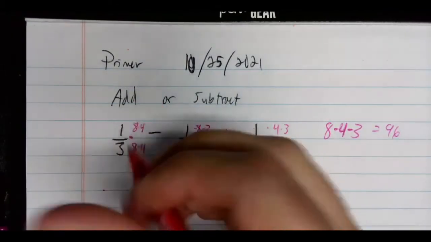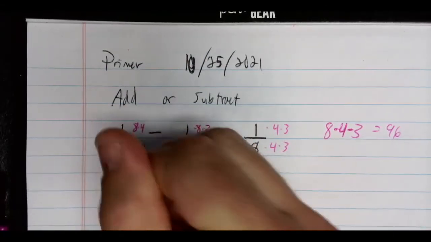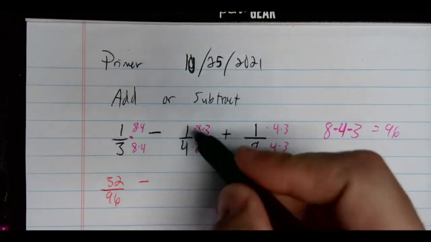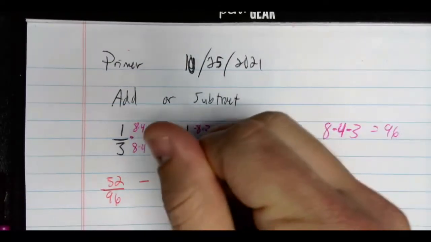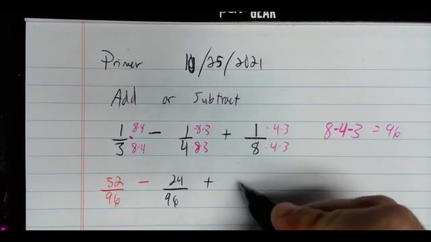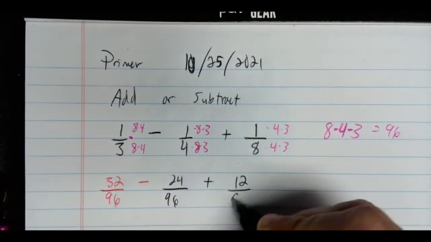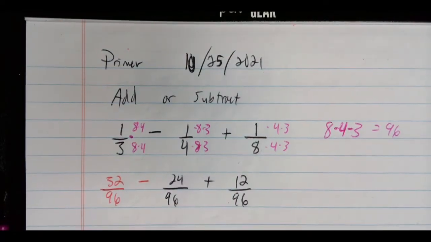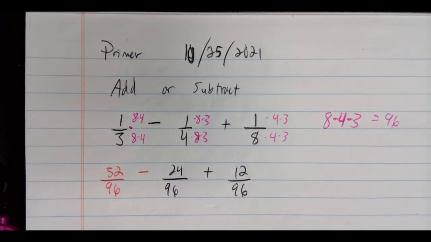8 times 4 times 1, that's going to be what? 32 over 96, minus 8 times 3, that's going to be 24 over 96, and then plus 12 over 8 times 4 times 3. Again, that's 96. So this converts it to a form we can live with, and then we can operate with it.